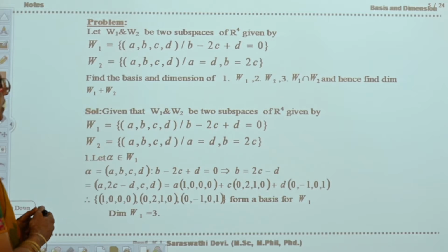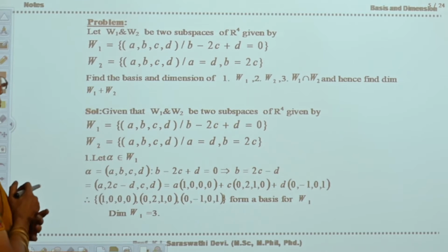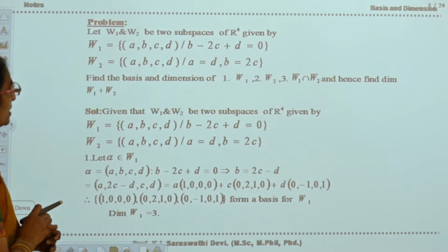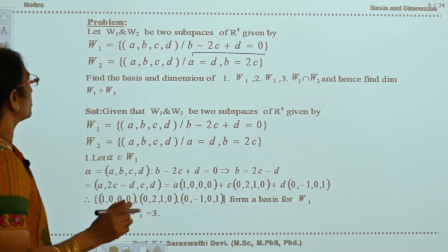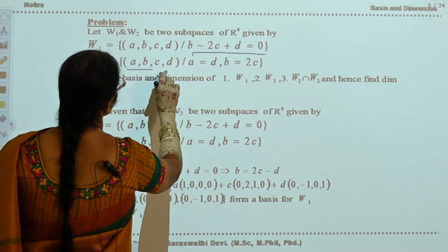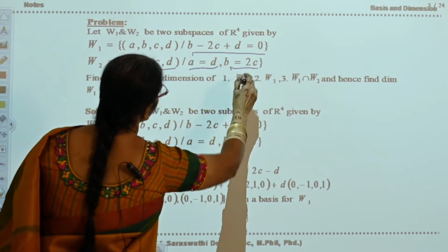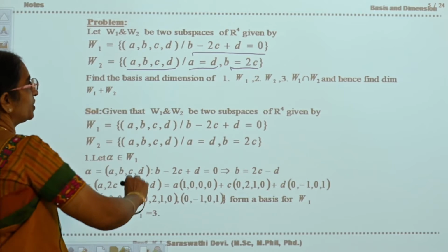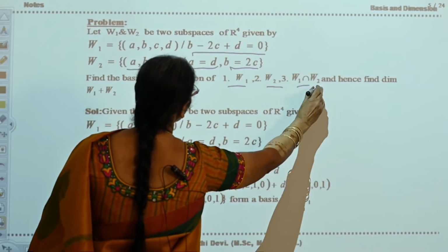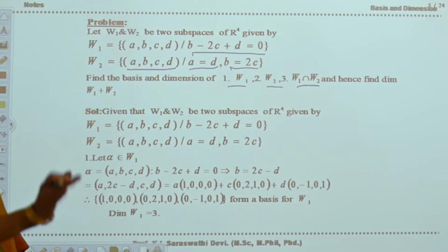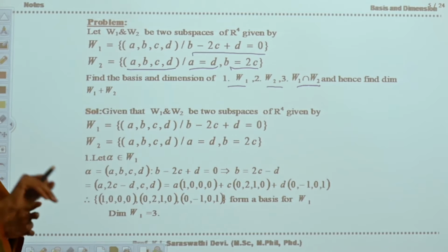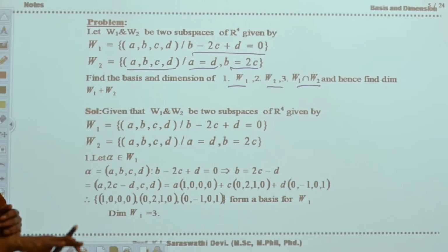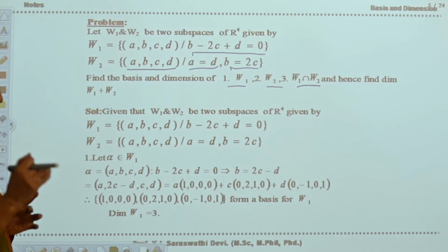Let W1 and W2 be two subspaces of R4 given by: W1 is the set of (a, b, c, d) satisfying this equation, b - 2c + d = 0. Similarly, W2 is the set of (a, b, c, d) where a = d and b = 2c. Find the basis and dimension of W1, W2, and also W1 intersection W2, and hence find the dimension of W1 plus W2. Okay. Now see, first we will find the dimension of W1 and the dimension of W2, then the dimension of W1 intersection W2, and then we will find the dimension of W1 plus W2.